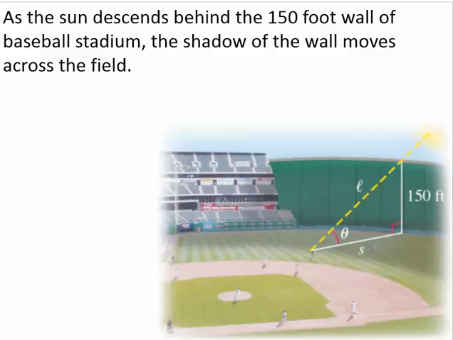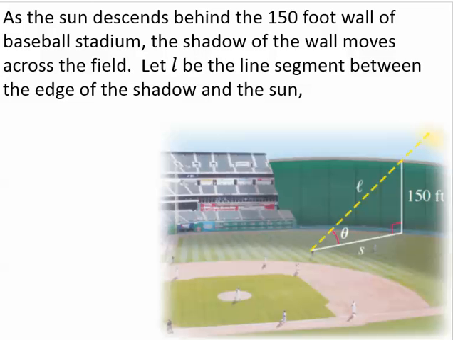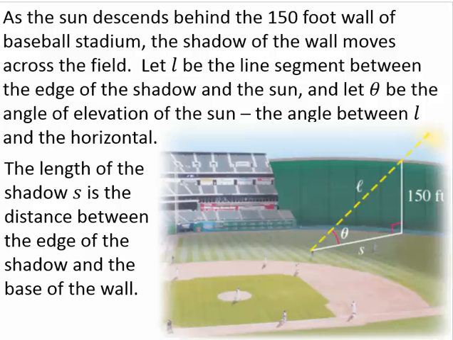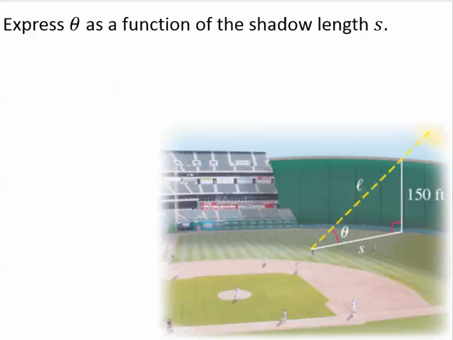Let's do another example. As the sun descends behind the 150-foot wall of a baseball stadium, the shadow of the wall moves across the field. Let L be the line segment between the edge of the shadow and the sun. Let theta be the angle of elevation of the sun, that is, the angle between L and the horizontal. The length of the shadow S is the distance between the edge of the shadow and the base of the wall. Express theta as a function of the shadow length S.